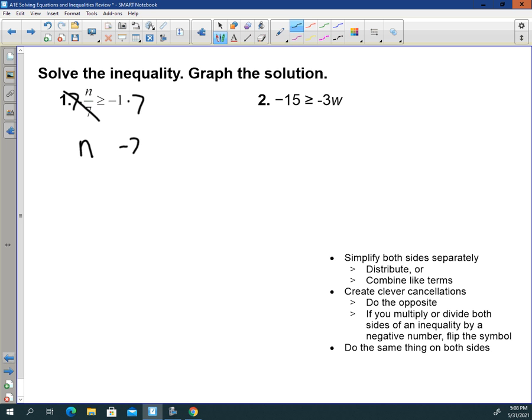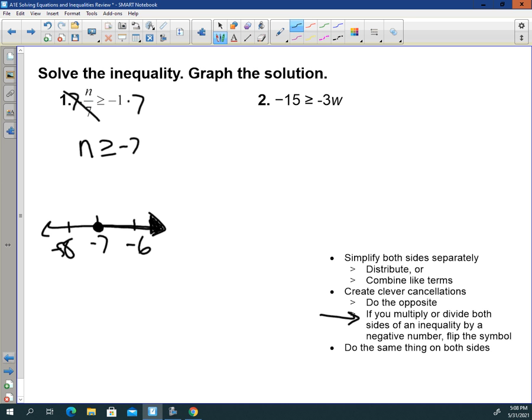or negative 7 on this side, and now I have to decide whether or not I have to flip the symbol. Because if you multiply or divide both sides of an inequality by a negative number, you flip the symbol. Now I did multiply, but I multiplied by a positive number, so I do not need to flip that symbol. It's going to stay exactly the same. And now I can make my graph. Negative 7 here, negative 8 there, negative 6 there. And I need a closed dot because I got that little line underneath, and n is greater than. And so there you go. That's what that looks like.